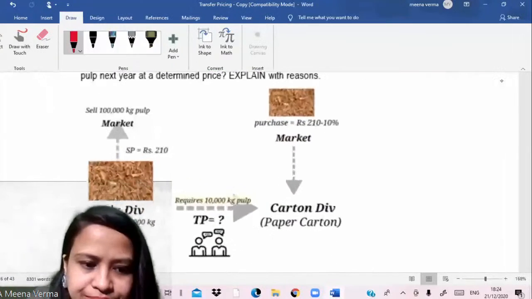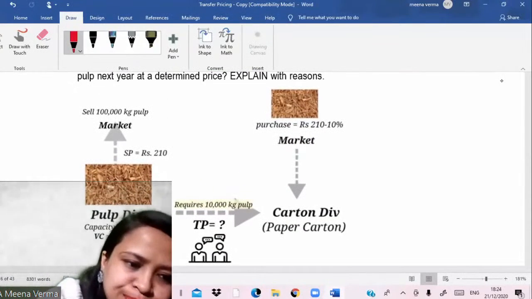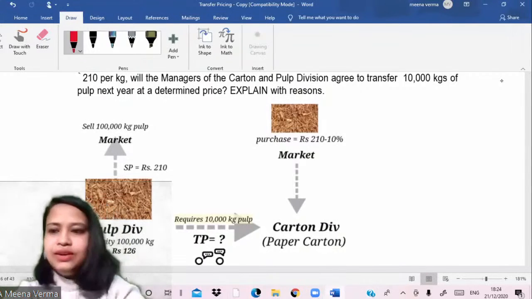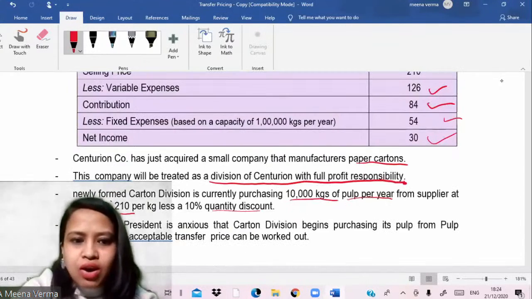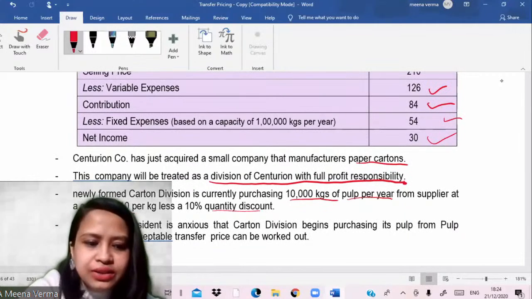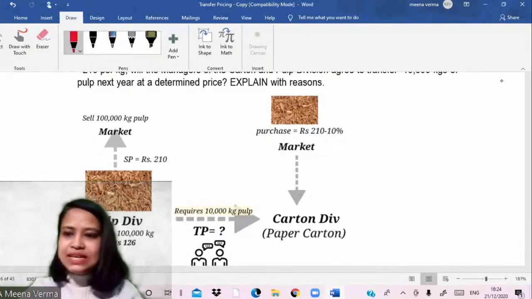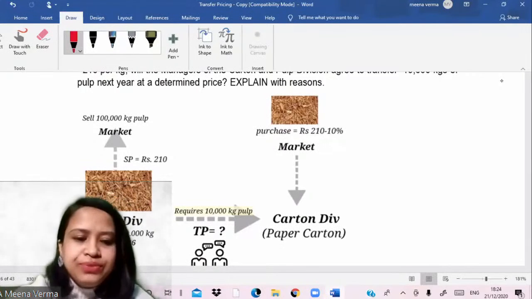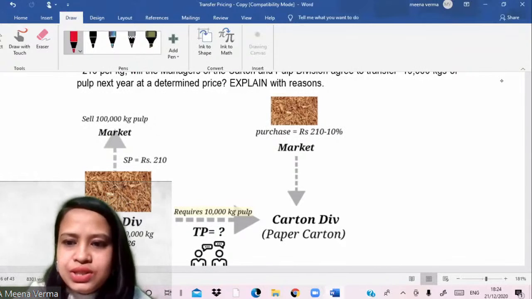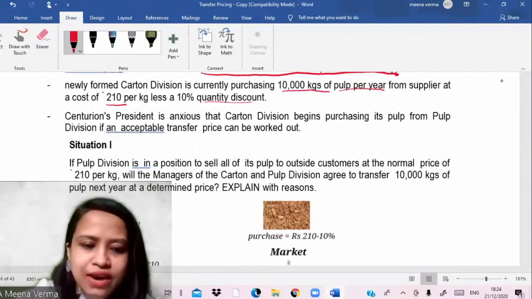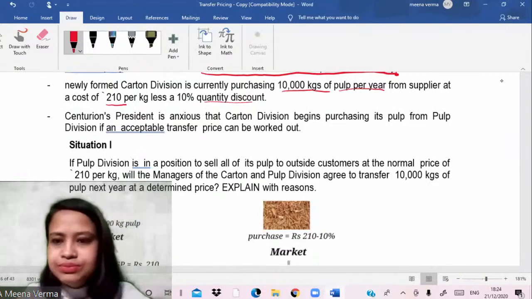You can see here, we have a pulp division. Okay, we have a pulp division, and the capacity of this pulp division is 1 lakh kg in a year. So we have taken their capacity as 1 lakh. Okay, variable cost of producing the pulp is what? 126. So we have taken this variable cost here.